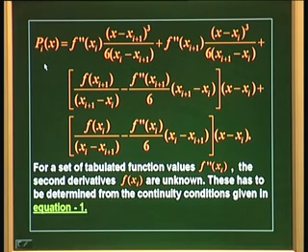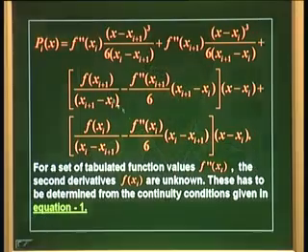So when you actually write a program, we need to be given some value x, and we need to know what polynomial to choose, because we have now n minus 1 polynomials. So we have to choose one of the n minus 1 polynomials. We have to know which interval it fits into, and then choose the appropriate polynomial, and then evaluate the polynomial at that value.